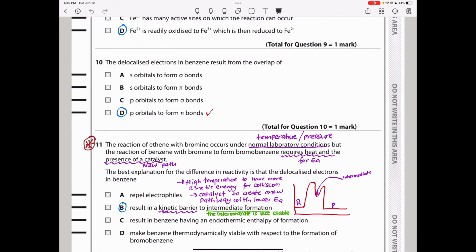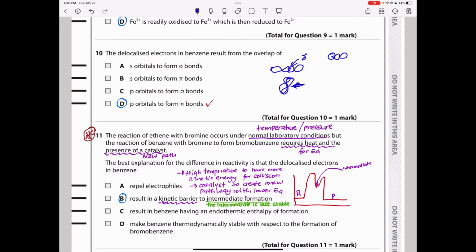Question 10 says that the delocalized electrons in benzene result from the overlap of p orbitals. So the p orbitals do overlap and they form pi bonds. And again, to remind you, there is the end-on overlap, and there is the sideways overlap. This is going to be a sideways overlap, which forms a pi bond. This forms sigma, and that also forms sigma. So this is the pi bond, the sideways overlap. That is D. So 10 should be D.